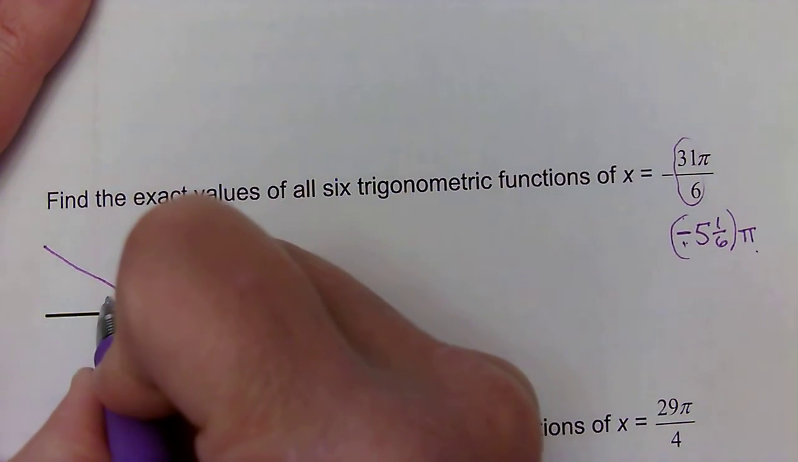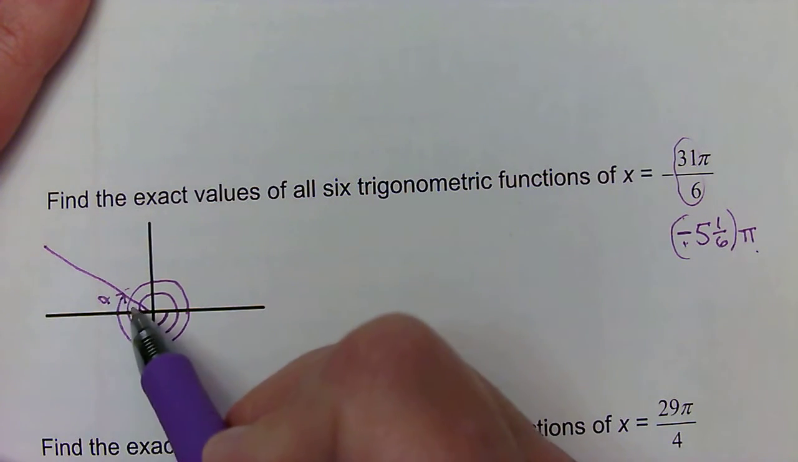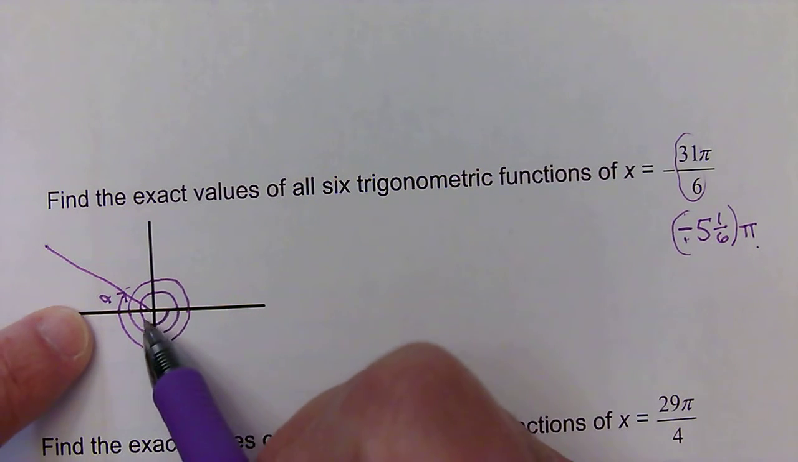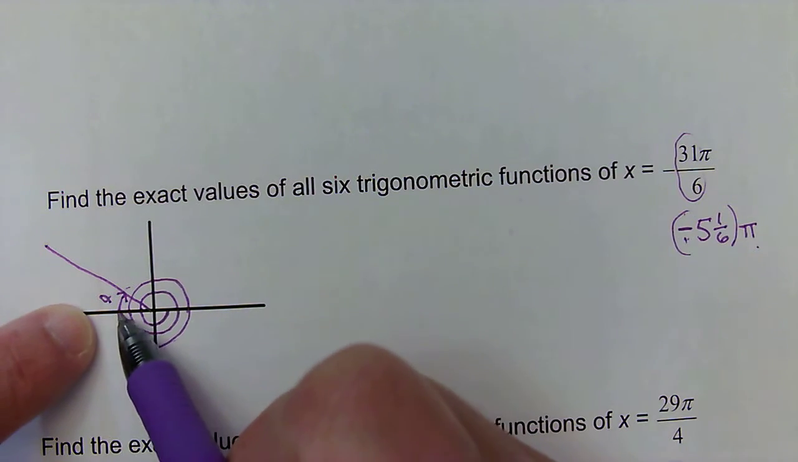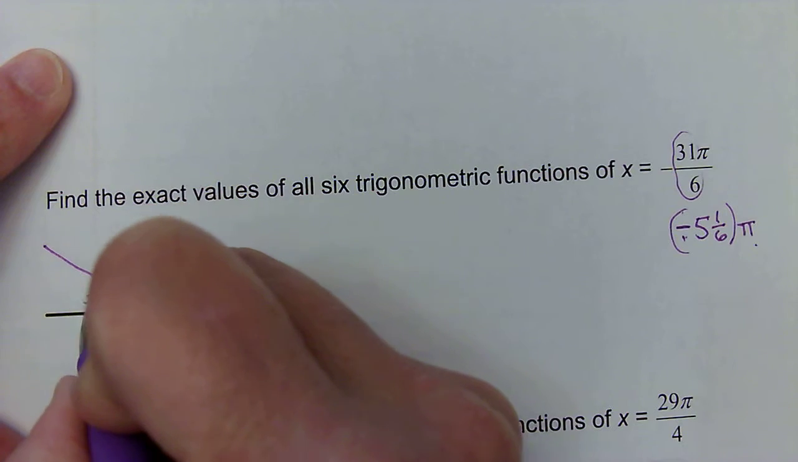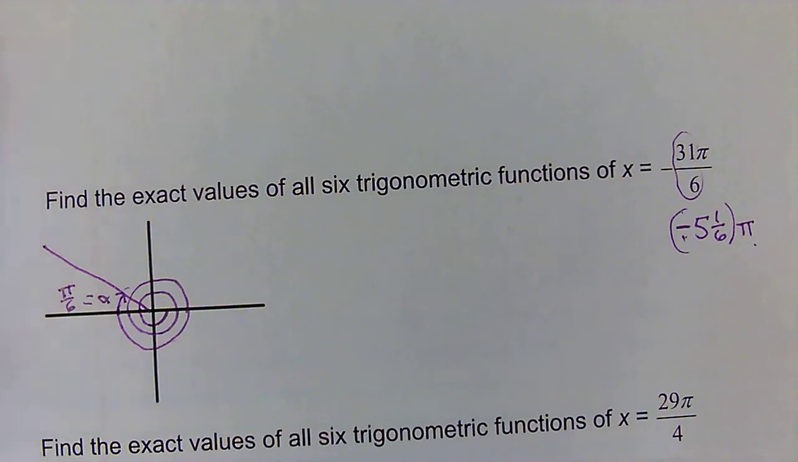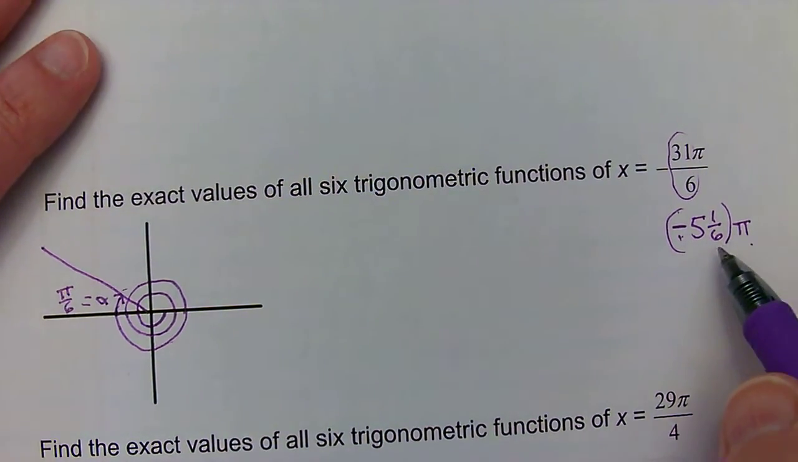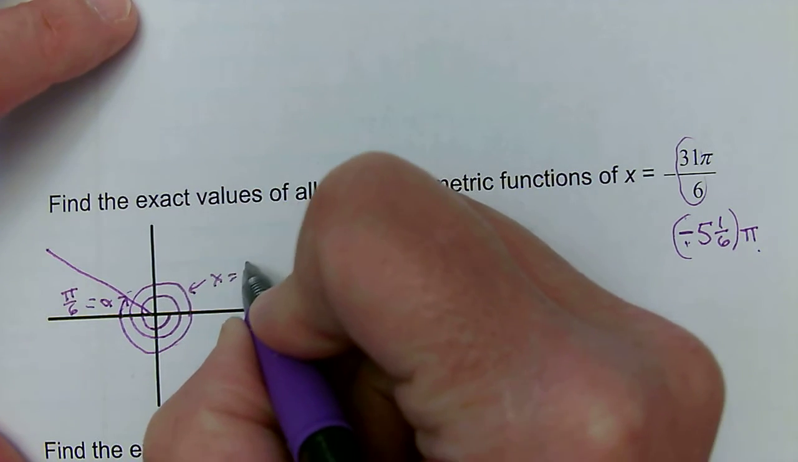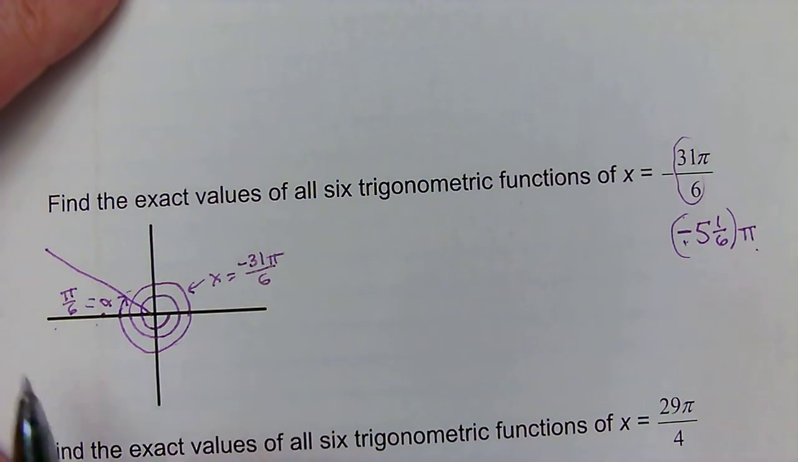Now, my reference angle is always the angle between the x-axis and the terminal ray. So my reference angle is just this piece right here. Well, remember I counted 1, 2, 3, 4, 5, and this was 1/6 of pi further. So this angle is pi over 6, and that is the reference angle for this angle, negative 31 pi over 6. So our angle x is negative 31 pi over 6, and its reference angle alpha is pi over 6.